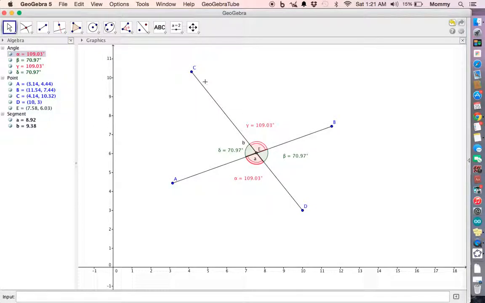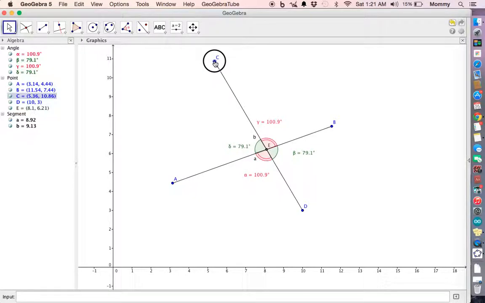Now how can we prove it? I'm going to move this over just a bit so it'll be easy numbers to work with. Now these are a linear pair. These two angles, CEB and BED, are called a linear pair because they form a line together. Linear meaning a line. They form a straight line. And a straight line is 180 degrees. So together they should make 180 degrees.